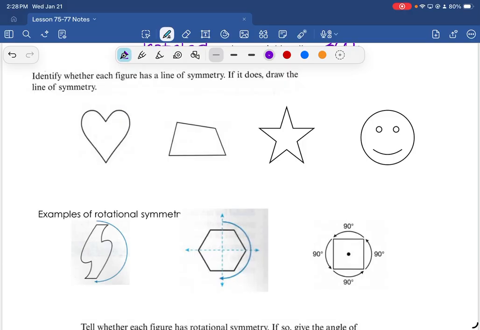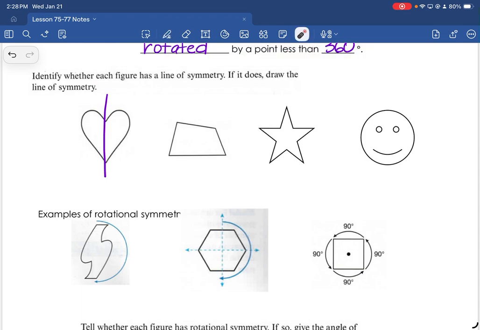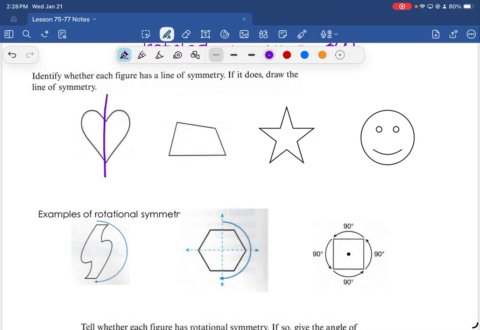Okay, the heart, we can draw a line straight down. Can we draw it this way? No, it has to be 2 reflected halves. This shape, there's no line of symmetry. This one, we can go straight down. That's not the only one, right? We could have gone this way, or this way, or this way. So there's multiple, as long as you had one of those, or even this one.